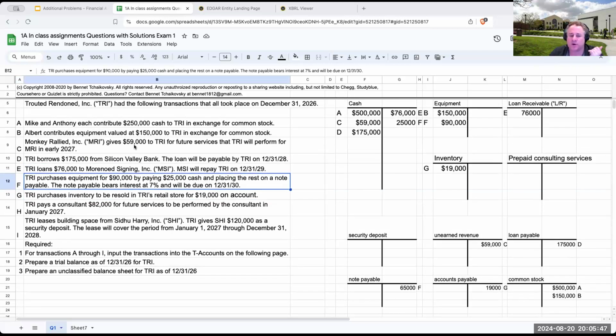And then you have up here the loan from Silicon Valley, the loan payable, right? So there are three little differences there. They're all liabilities, but we call them different things. So let's go to the next one.